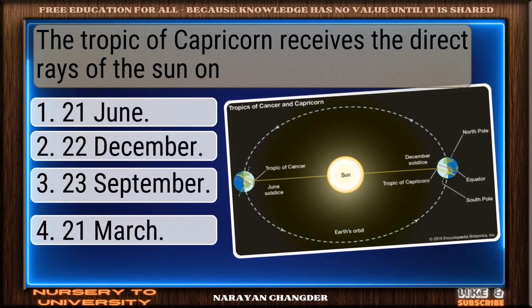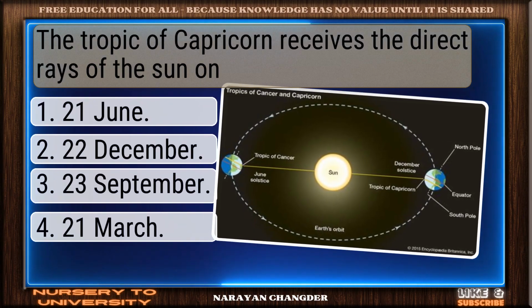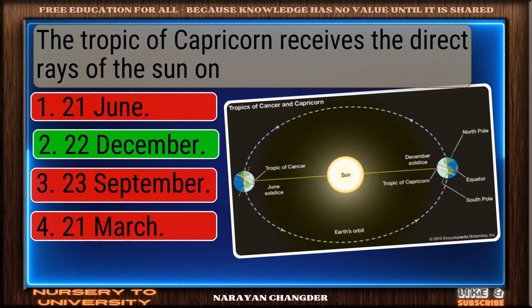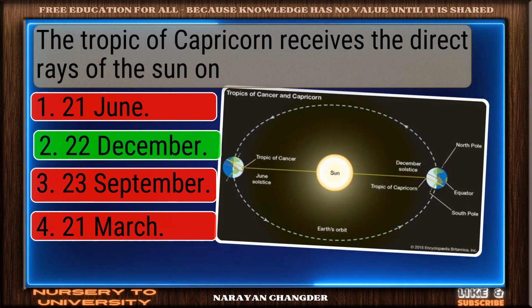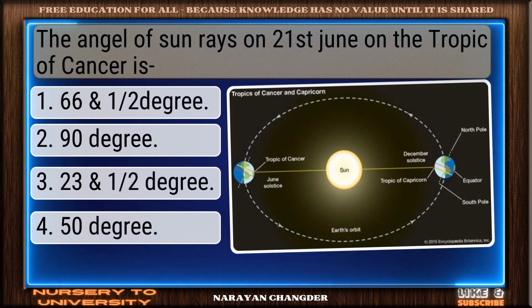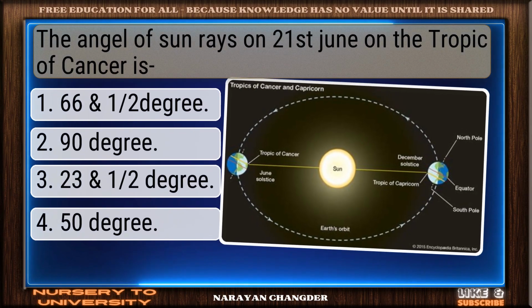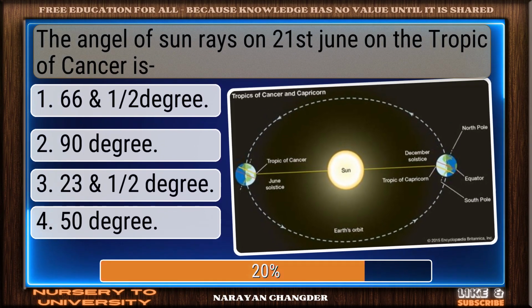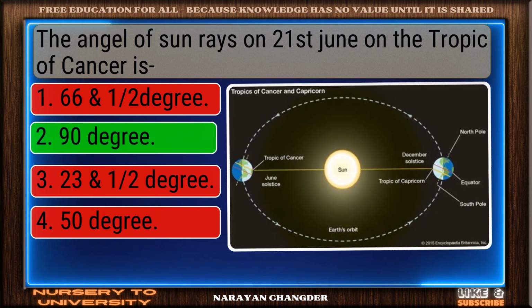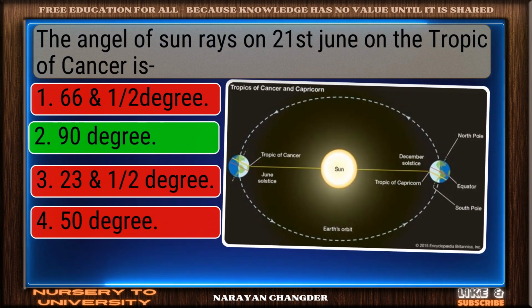The Tropic of Capricorn receives the direct rays of the sun on... You're right. 22 December is the correct answer. The angle of sun rays on 21st June on the Tropic of Cancer is... Nice work. You chose 90 degrees, and it is correct.